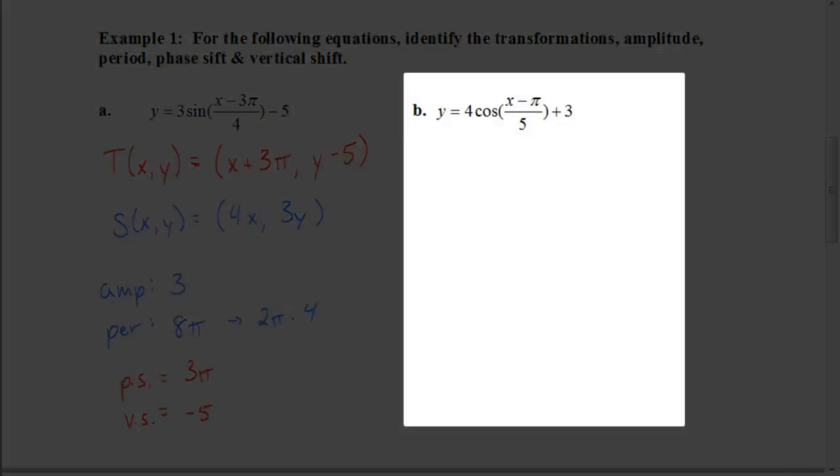So I want you guys to try the same process now for this next example. I want you to figure out what the translation and scale change would be. Then use that to figure out what your amplitude, the period, the phase shift, and vertical shift would be for that equation. So go ahead and pause the video and hit play when you're ready to check to see if you have the correct answer.